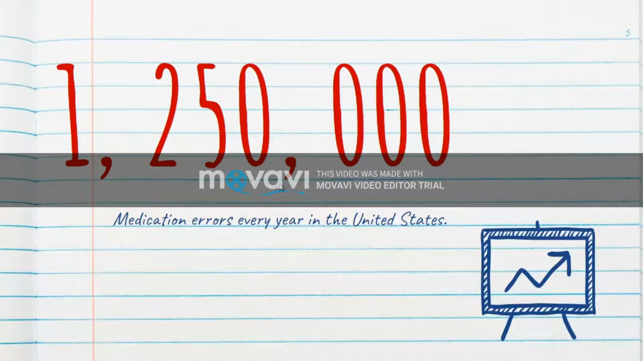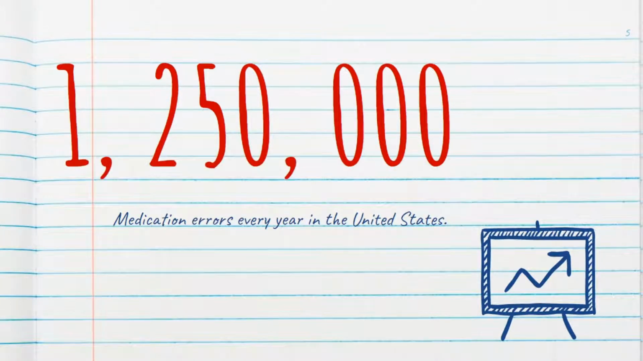Keeping in mind that there are 1,250,000 medication errors every year, and by reading and understanding medication labels better, we can prevent those.